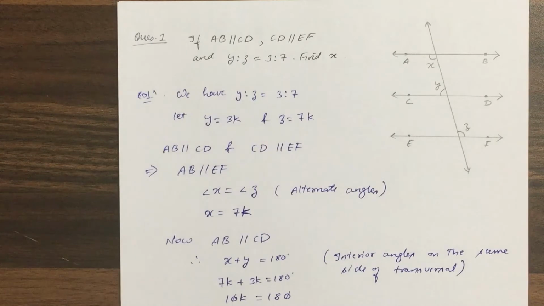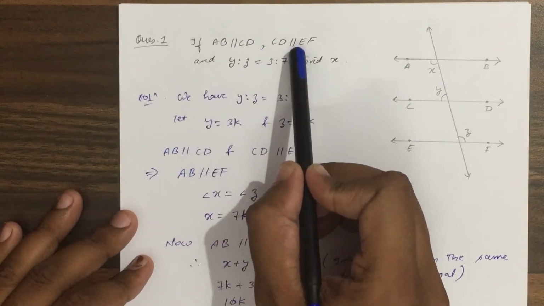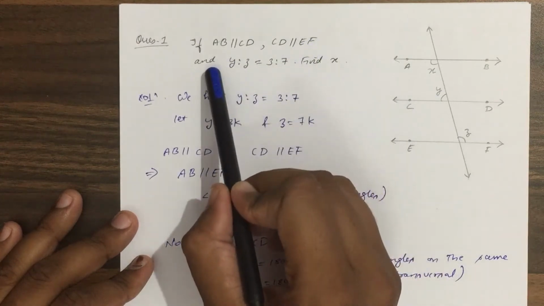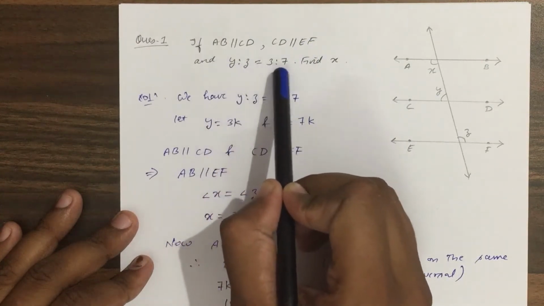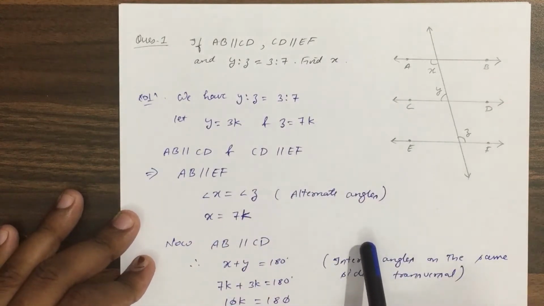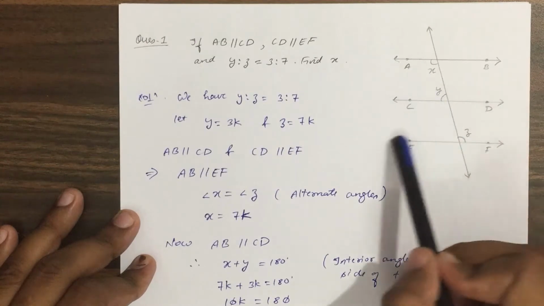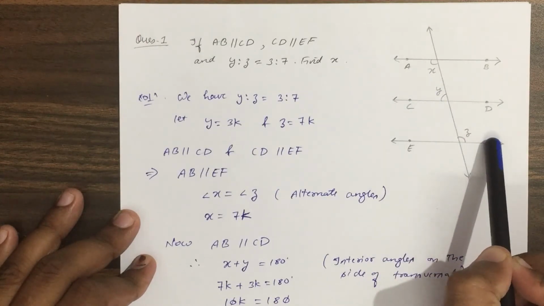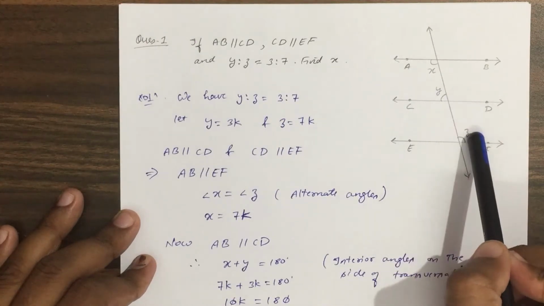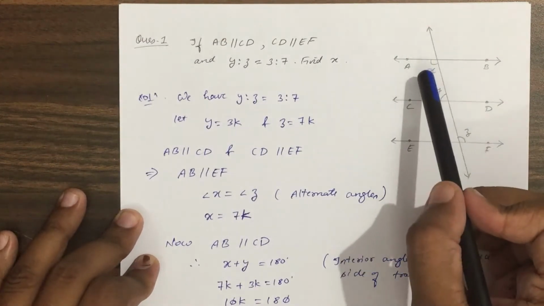It says that if AB is parallel to CD and CD is parallel to EF, and the ratio y to z is given to you, it is 3 is to 7, you have to find the value of x. Now what is given? AB is parallel to CD, CD is parallel to EF, and the ratio of angle y to angle z is 3 is to 7. You have to find the value of x.